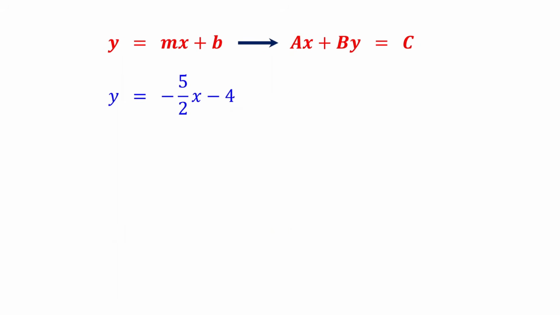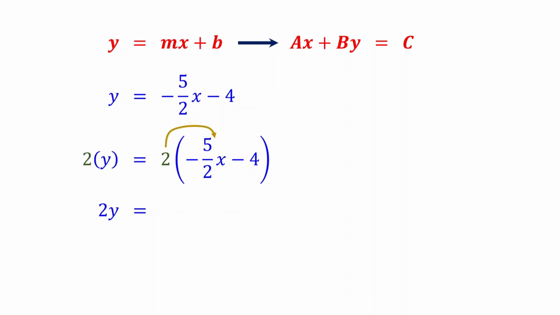Now, to convert it to standard form, first eliminate the fraction by multiplying both sides of the equation by the denominator. On the left, we get 2y. On the right, distribute the 2. 2 times -5 over 2x is -5x as the 2's cancel. 2 times -4 is -8.